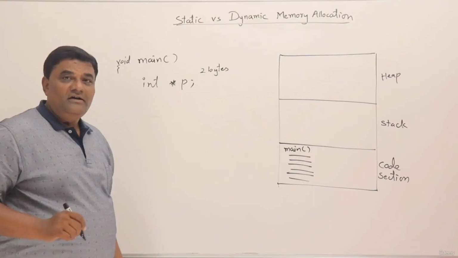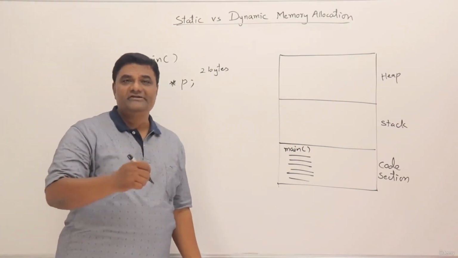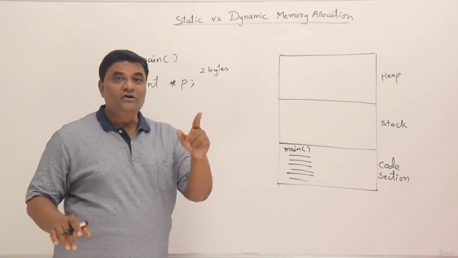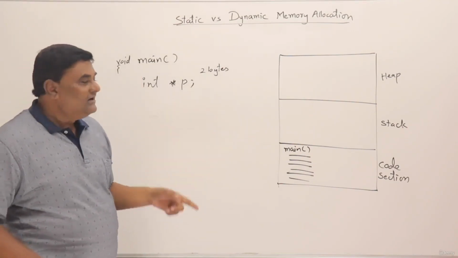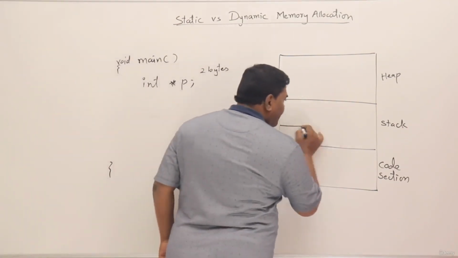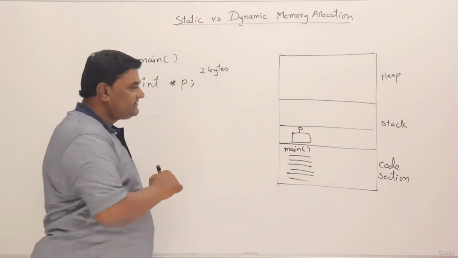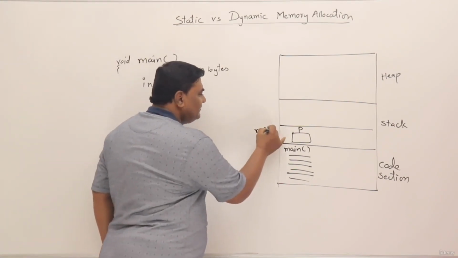Now, next point. Where will the memory for the pointer be allocated? Just now, in static memory allocation, I told you that all the variables you declare in your functions will occupy memory inside the stack, in their activation record. So yes, for this pointer, memory is allocated here. So this is a pointer, and it takes 2 bytes.